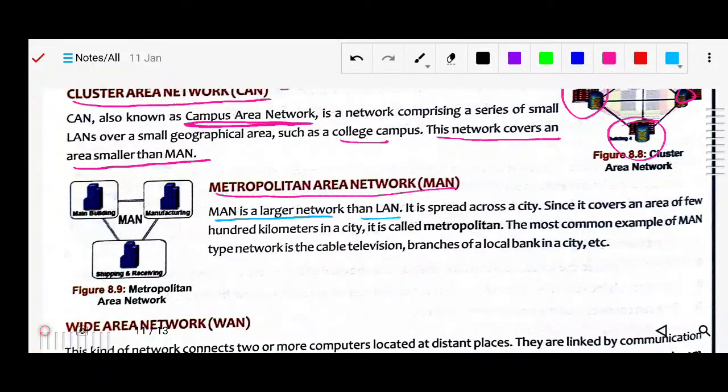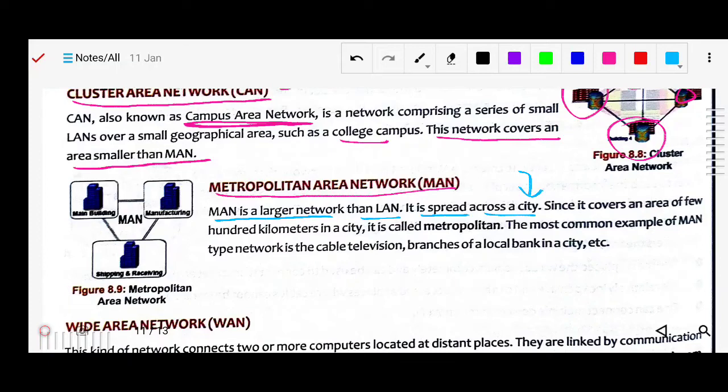So it is larger than a LAN, and it is spread across a city. Now the range increases to the city. Like a PAN, it was limited to just nearby you, about 10 meters. Then after that comes the LAN, whose area is up to about one room. Then comes the CAN, cluster area network or campus area network, which can cover one campus.